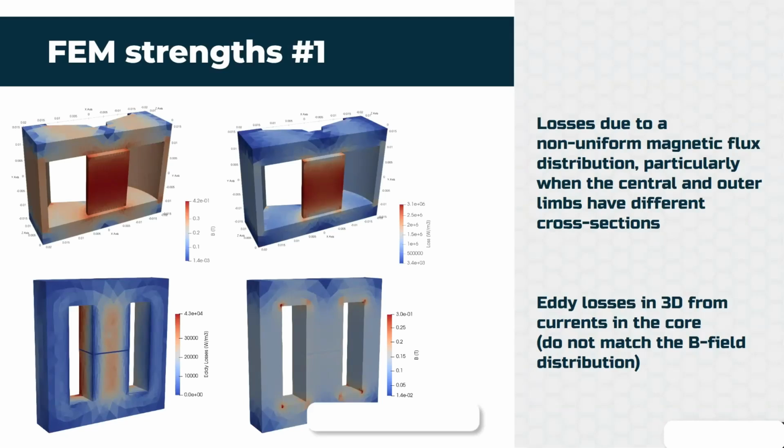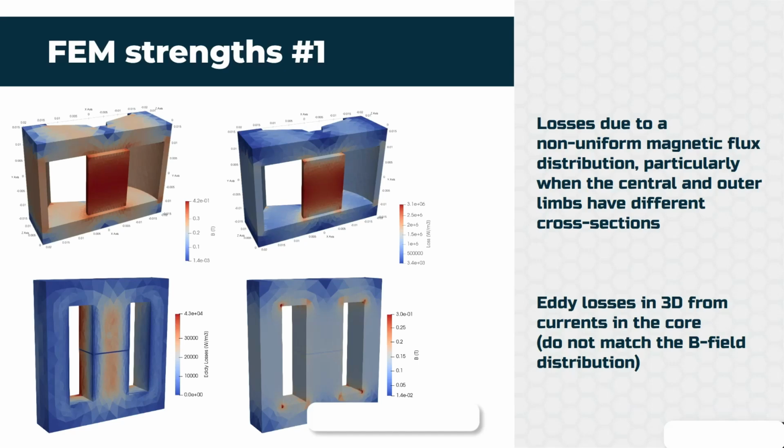So speaking about when we should use FEM, and where are those cases where we have an advantage over other computational methods? One of those could be when you have very non-uniform magnetic flux distribution in the core. We had such designs from our users where the central limb had either larger or smaller cross-section than those outer limbs.